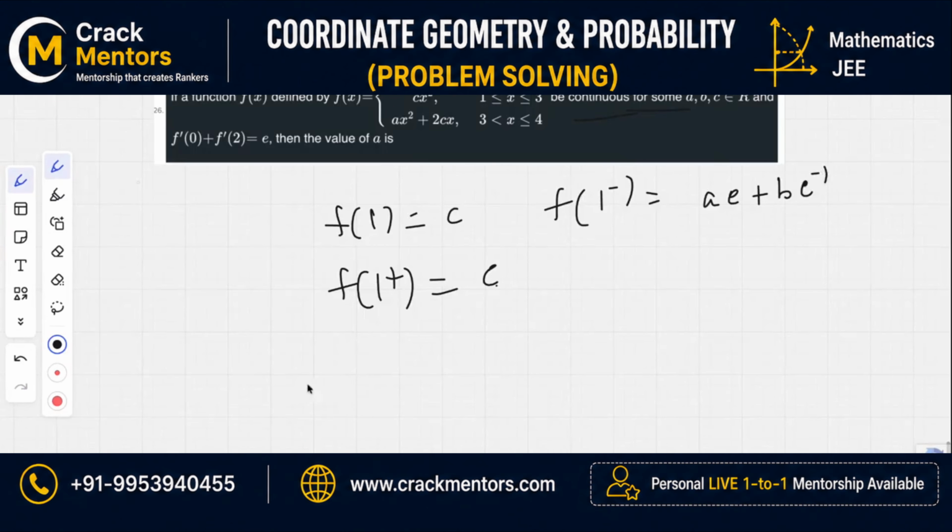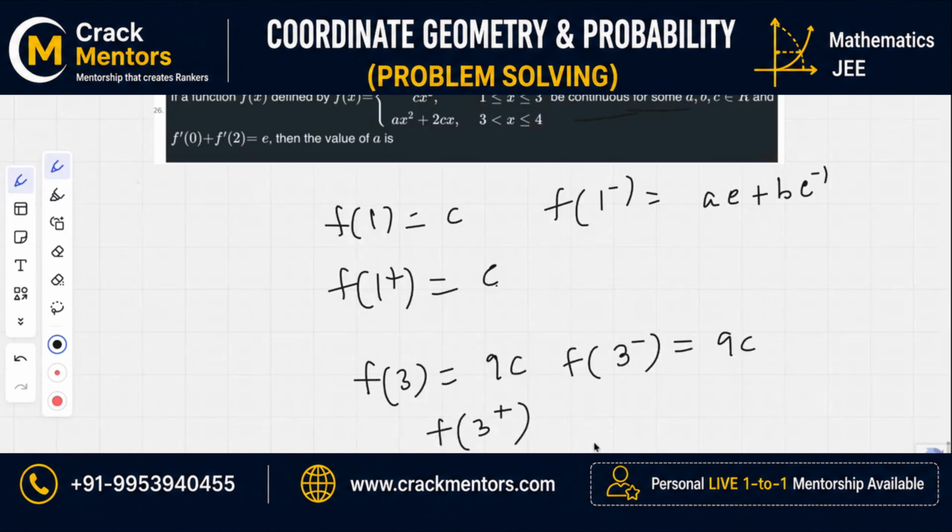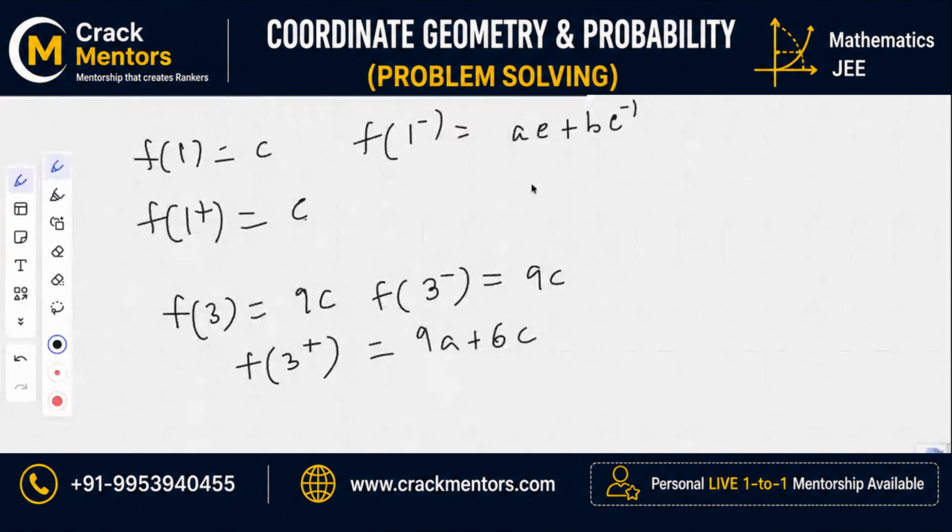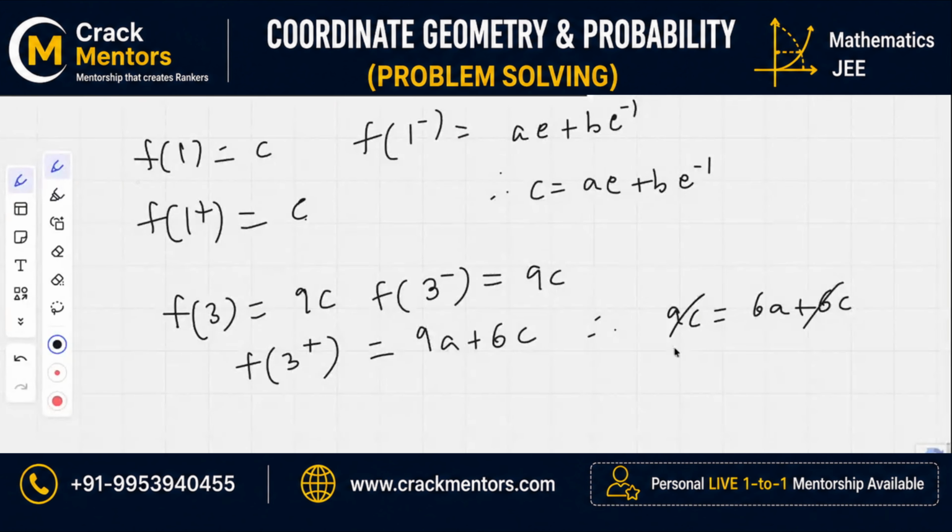Okay. Then for f of 3, it is how much? 9c. Then f of 3 minus is how much? Again 9c. Then f of 3 plus is how much? So it is 9a plus 6c, correct? Yeah. Perfect. So that means first equation we get is that c is ae plus be minus 1, and second equation that we get is that 9c is 6a plus 6c. So that means 3c is 6a. I can say c is twice of a.